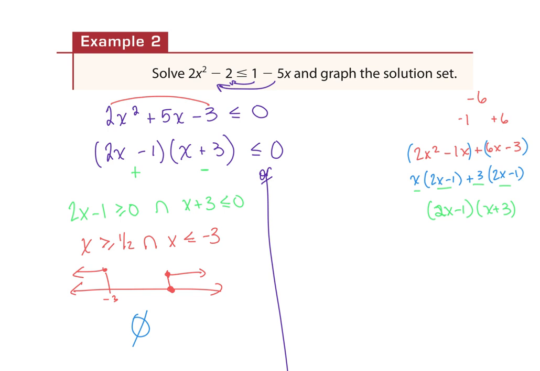So then I'm going to test the other scenario. The other scenario looks like this. 2x minus 1 is less than or equal to 0, and x plus 3 is greater than or equal to 0, which means that x is less than or equal to 1/2, and x is greater than or equal to negative 3. This does work. So in this scenario, one of them is going to give you an empty set. The other one is going to give you a solution.